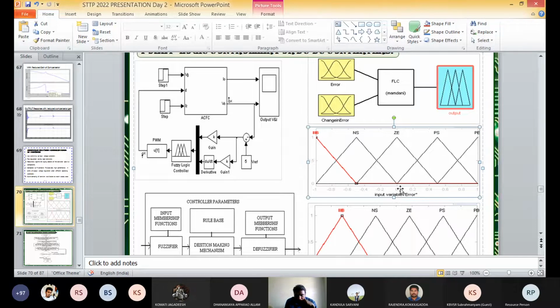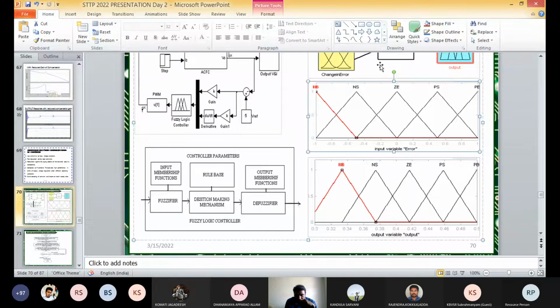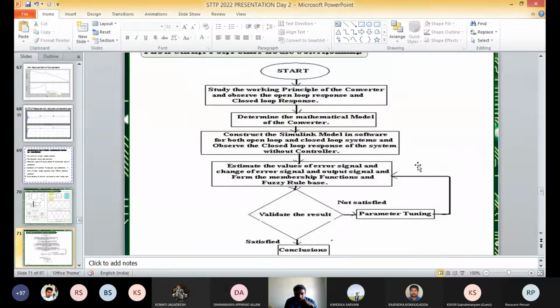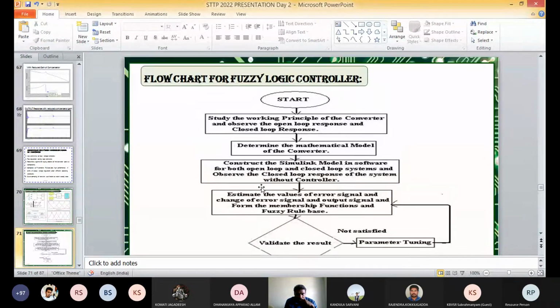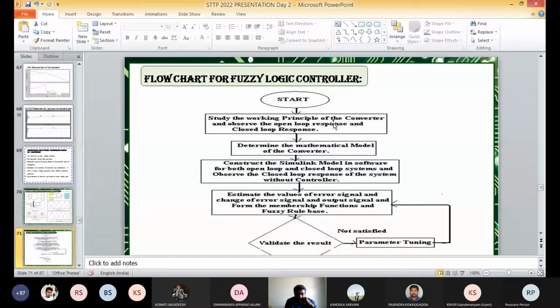Okay, for both input variables, the error and the changing error variable, and the output also, they are taking the zero error and the output variable. So the methodology we are following to design a fuzzy logic controller is, first of all, we need to know the basic principle of operation, then the mathematical model.